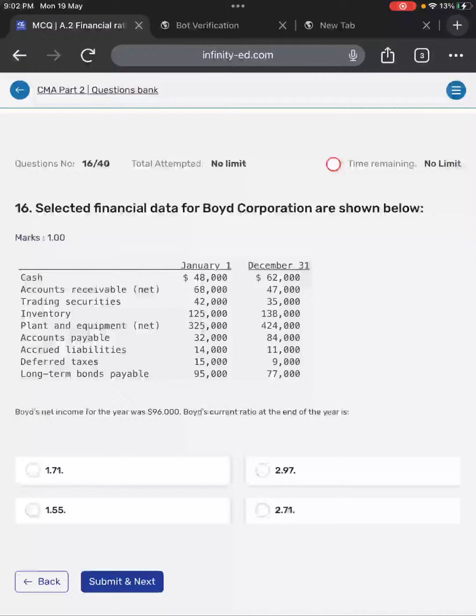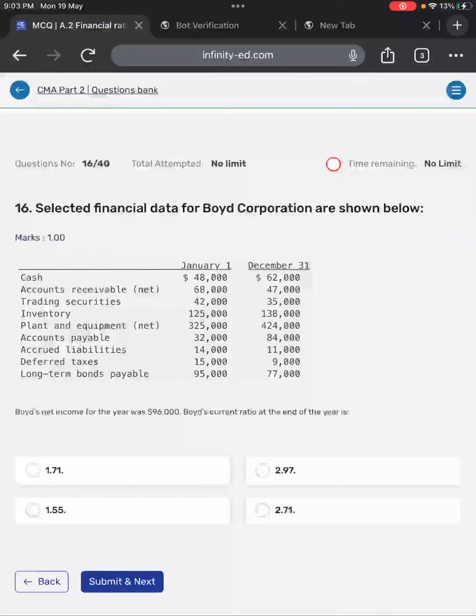Okay. And now question number 16. In question number 16, there are given cash, account receivable, January and December. It means beginning and closing is given, trading security given, inventory given, plant and equipment given, account payable given, accrued liability also given, deferred tax given, long term bonds payable given.